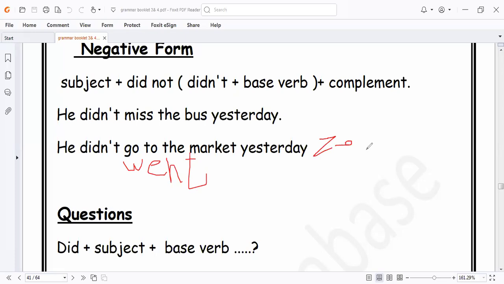It will be zero. Can you say why zero, Miss Iman? I can tell you why zero: when we put did, it replaces the past, so the verb must be in the infinitive form, not like this. If we do this, it will be zero. You must take care when you answer in the exam.